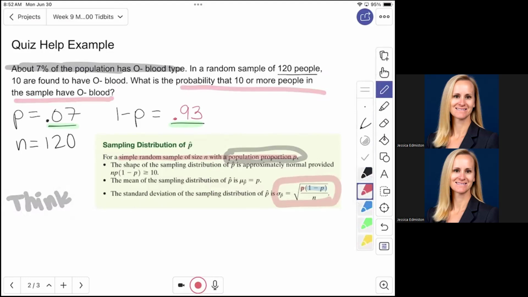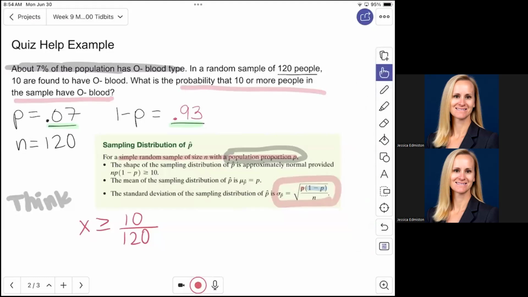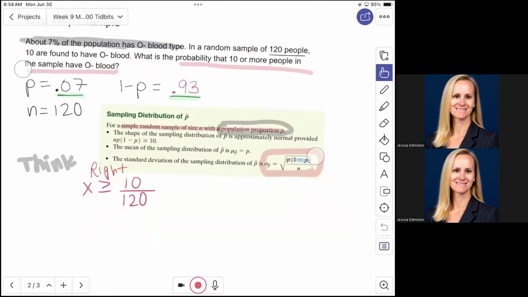And since it says 10 or more people, then X is going to be greater than or equal to, because it's 10 or more. But we want to do 10 compared to the sample group, which is 120. So that will be 10 divided by 120. Now, since this is greater than or equal to, we are going to be talking about the right shade for our normal distribution, okay?